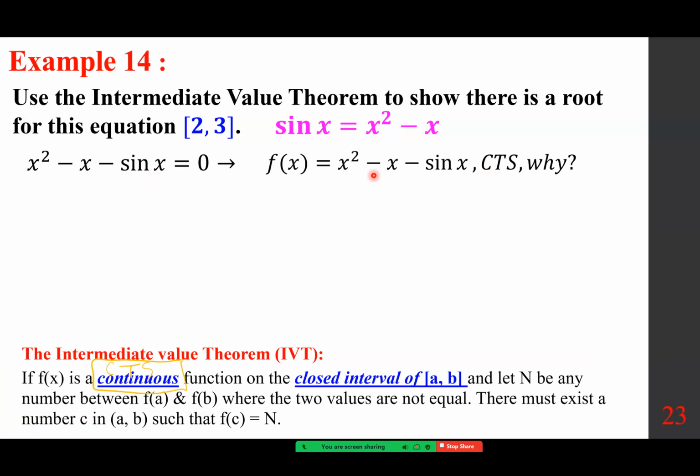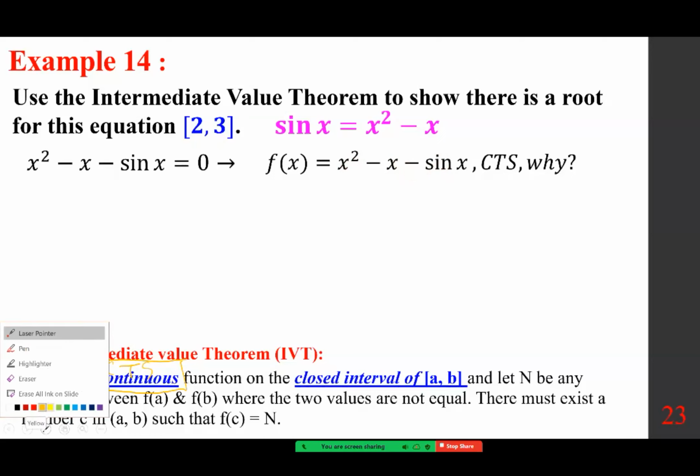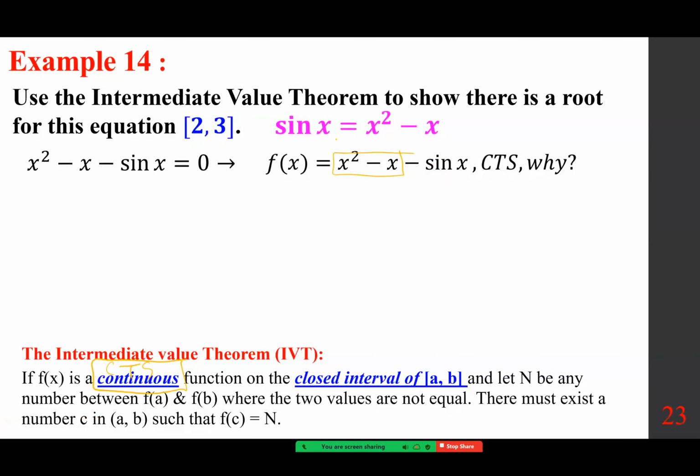Why is that? Because this is a polynomial of degree 2, or quadratic function. This is sine, it's a combination of sine. Quadratic functions are continuous everywhere from negative to positive infinity. So is sine, therefore the combination, because it's a combination of a quadratic function and a sine function. So because it's a combination of the two, it's continuous everywhere. And the given interval is closed.